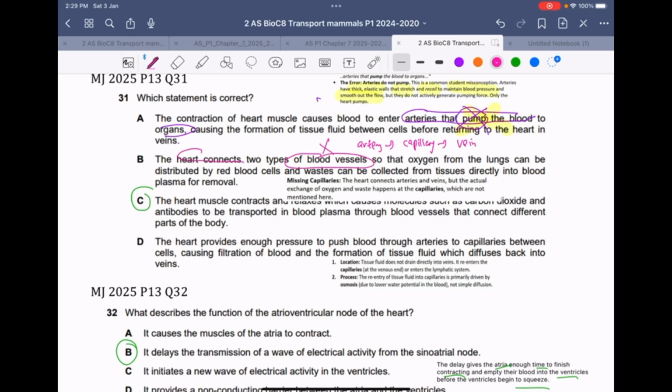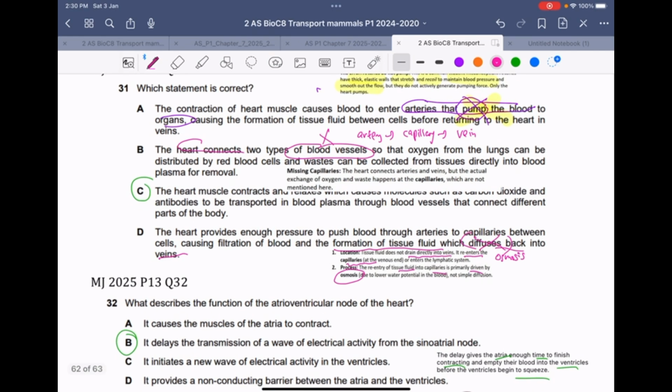Okay, it states that the formation of tissue fluid can diffuse back into the vein. No, the tissue fluid is not drained directly to the vein, because it will re-enter the capillary at the venous end, and then back to the lymphatic system. From the lymphatic system, they will go back to the heart, back to the circulatory system. And then the re-entry of tissue fluid into the capillary is driven by osmosis. It is not by simple diffusion, because it wrote diffuse, so this is incorrect because they just undergo osmosis.